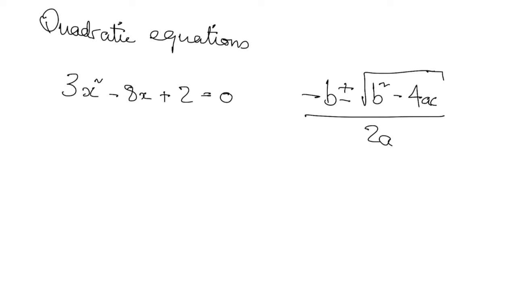The quadratic equation we're going to try and solve is this one, which is 3x squared minus 8x plus 2. And the first move is to compare it against the general equation for any quadratic, which is ax squared plus bx plus c.